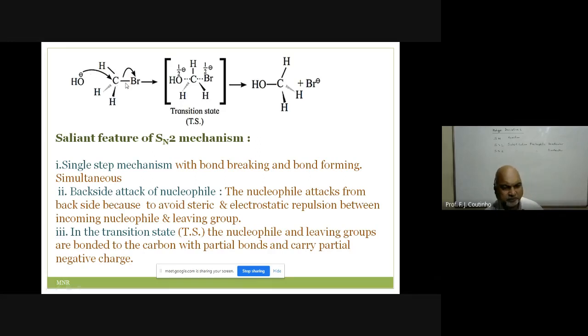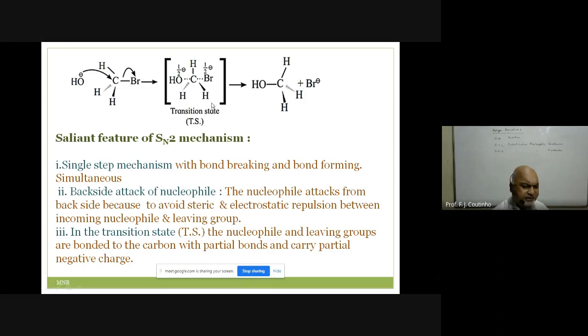Backside of whom? Bromine. So there is a backside attack. There is a partial formation of a new bond between carbon and OH, and there is a partial breaking of the bond between carbon and bromine, and that's why there are minus 1/2 and minus 1/2 charges. So this is a transition state, a very important state.